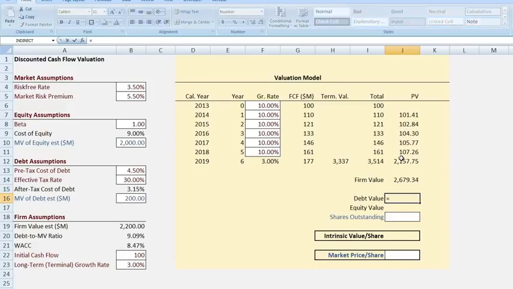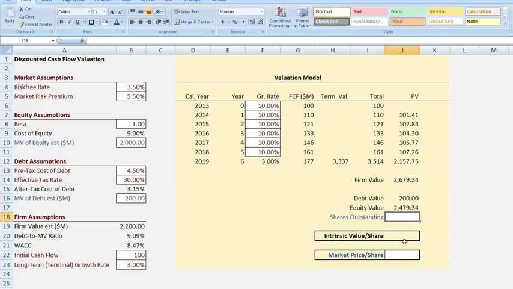Now, of course, the firm value is not available to all the firm's shareholders because the debt holders have a senior claim on the firm's assets. So the debt holders must get paid first. So we'll reference the debt value by pointing to cell B16. And for the equity value, we'll take the firm value and subtract out the debt value. This is the residual value available to shareholders.